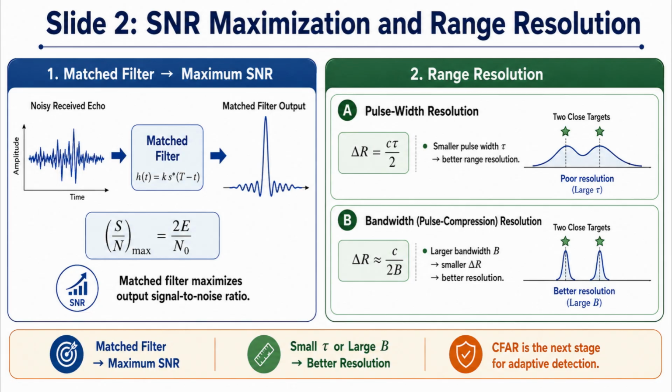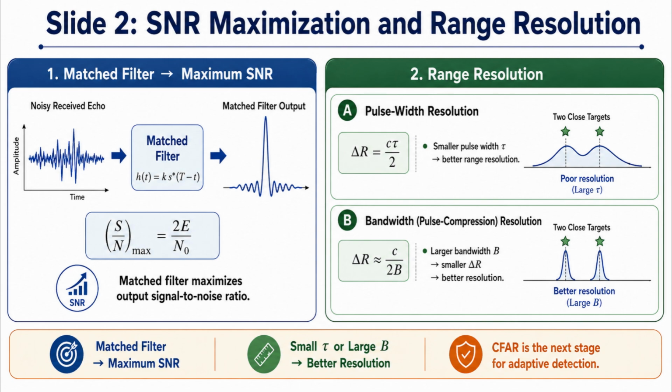On the left, the noisy received echo is applied to a matched filter. Its impulse response is shown as h(t) equals K times s star of (T minus t). The matched filter produces a sharp output peak and gives the maximum output SNR. The relation shown is (S/N) maximum equals E by N0.